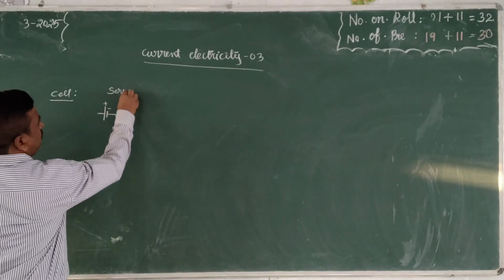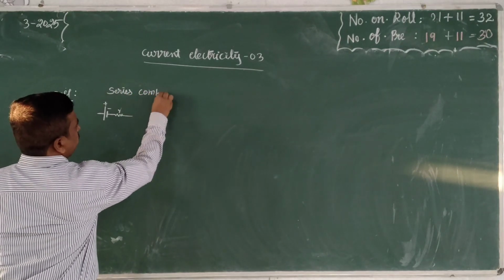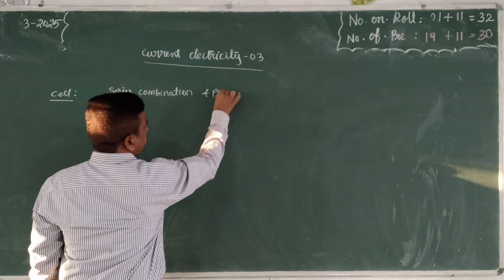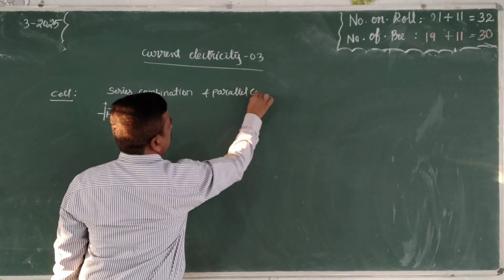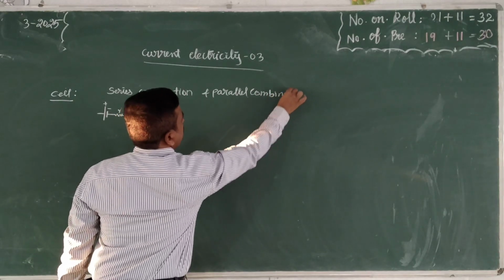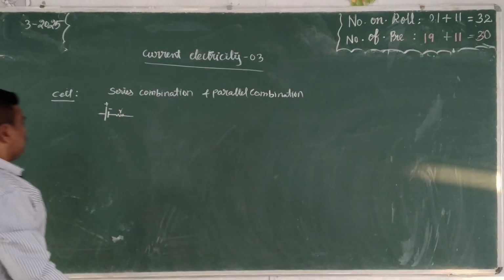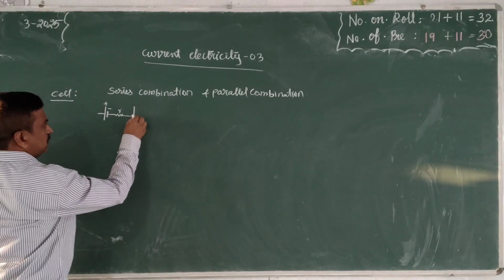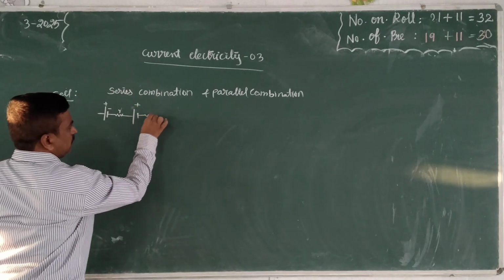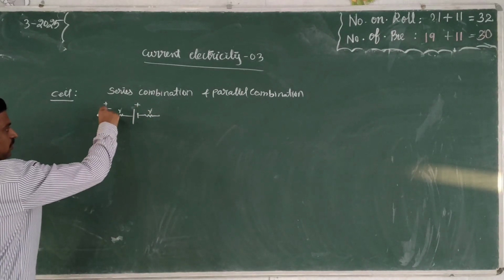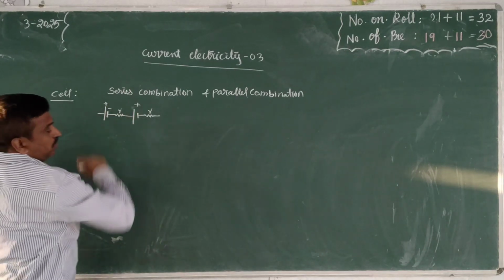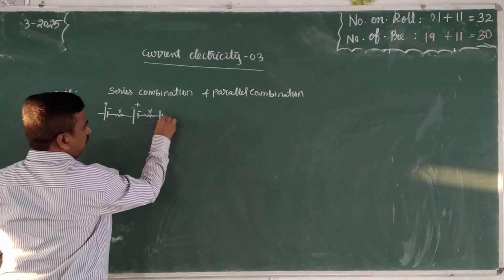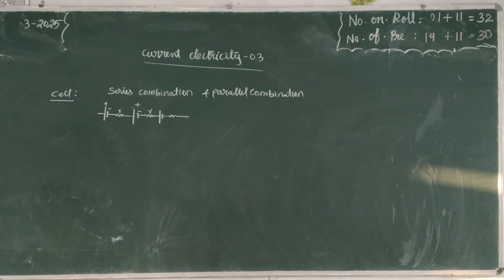One is a series combination and the other is a parallel combination. First we discuss the series combination. A cell has a positive and a negative terminal. We can take one more cell, with its positive and negative terminal and internal resistance. The negative terminal of the first cell is connected to the positive terminal of the second cell. The negative terminal of the second cell is connected to the positive terminal of the third cell. This combination we call a series combination.